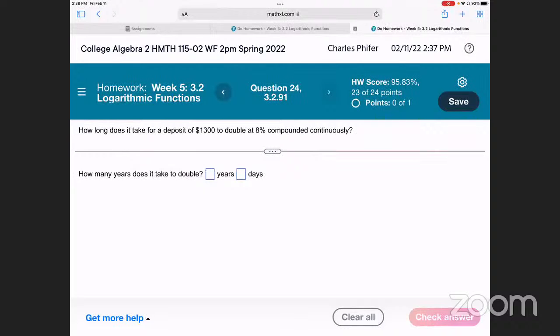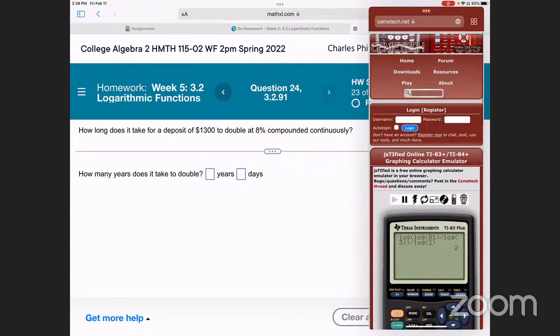How long does it take for a deposit of $1,300 to double at 8% compounded continuously? Since we're doing exponential growth in the form of continuous compounding, and we're talking about doubling, we have this shortcut for a doubling time and a half-life time. Basically, I remember it as kt equals the natural log of 2. So the rate times the doubling time equals the natural log of 2. If it says how long, we can solve for t by dividing both sides by the rate. So long story short, we're going to do the natural log of 2 divided by the rate.